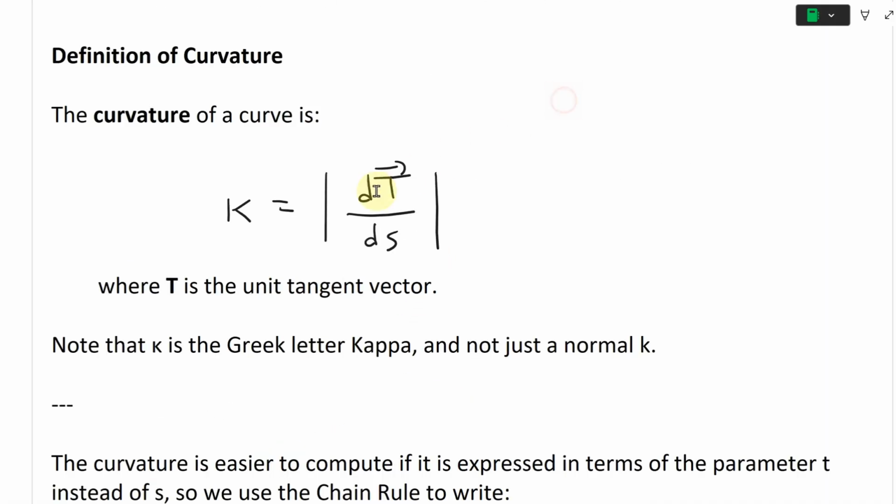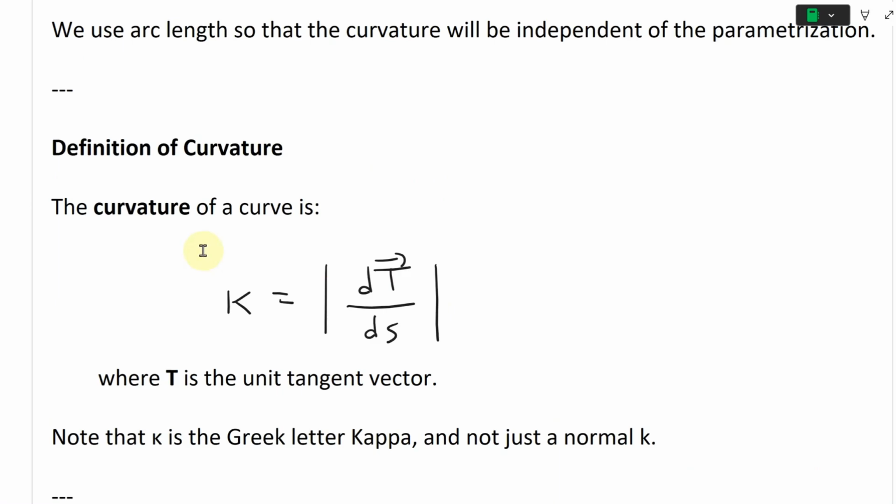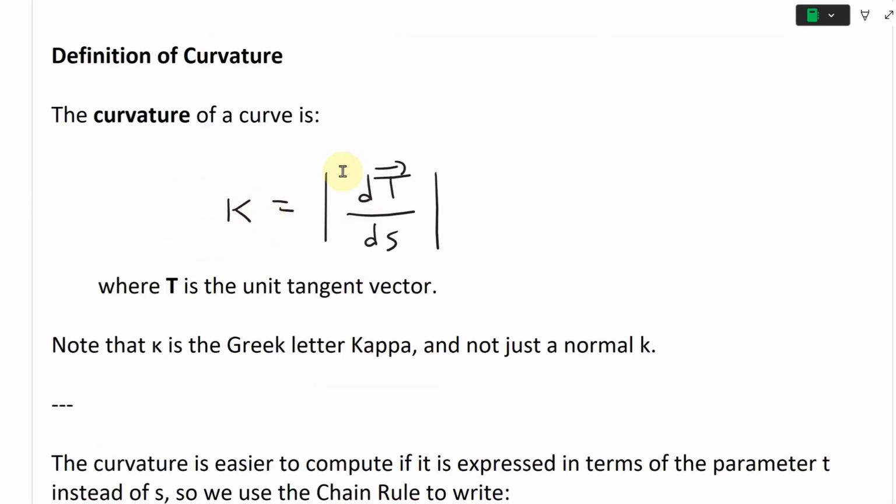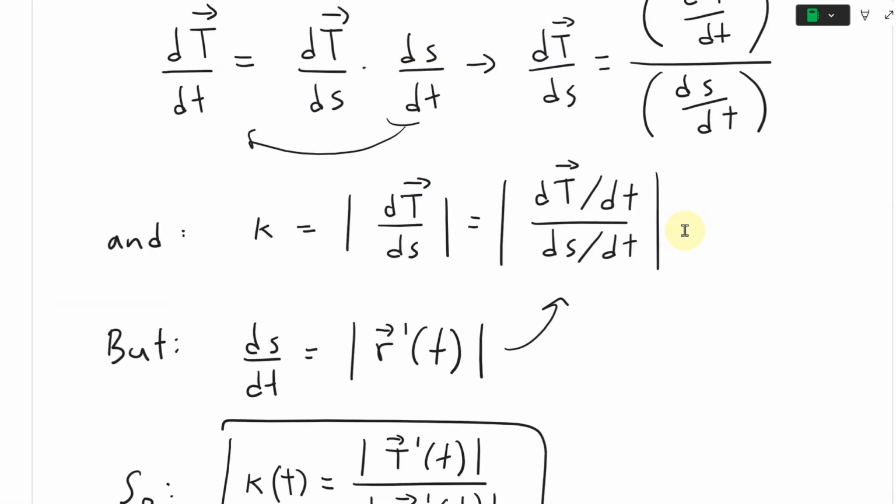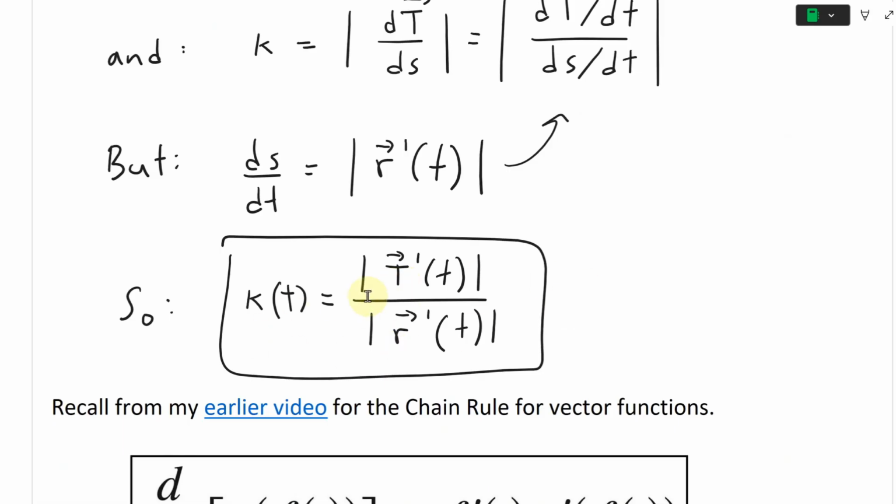I'll just scroll up. I'll pause the video and teleport all the way. All right, here I teleported, and it's not the beginning of the video, but the beginning of the curvature section. So the curvature of a curve is defined as kappa equal to this right here, the magnitude of the derivative of the unit tangent vector in terms of the arc length function. And then afterwards, I showed that it's actually easier just to use this formula instead, in terms of t. So it becomes the length of the derivative of the unit tangent vector divided by the length of the derivative of the vector function.